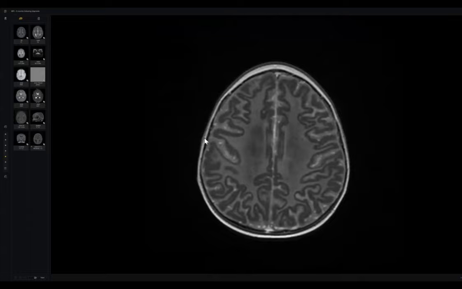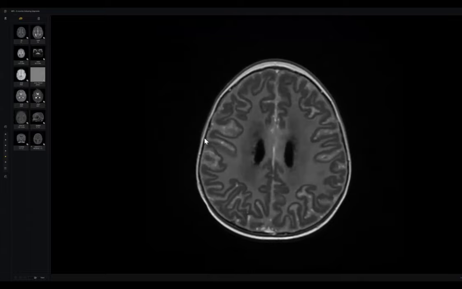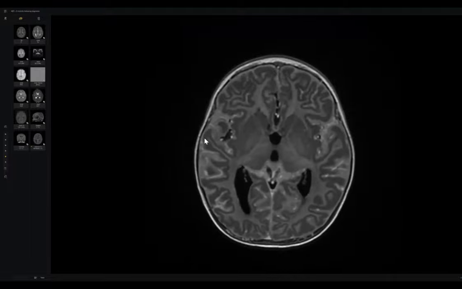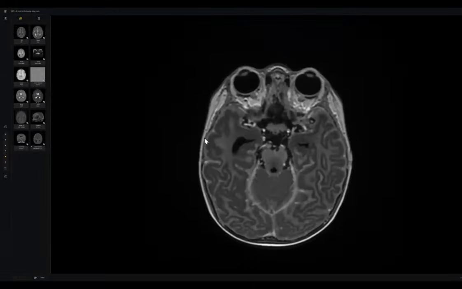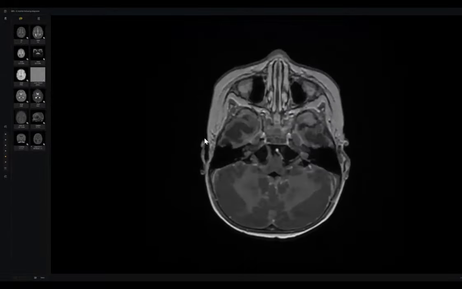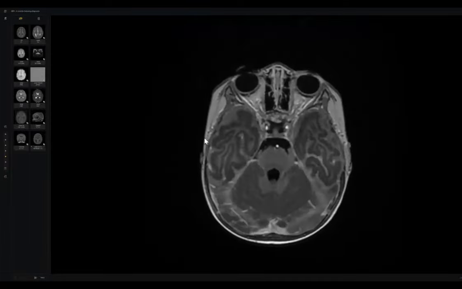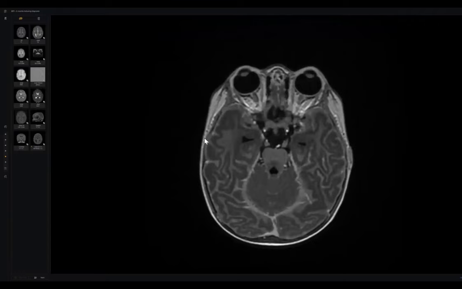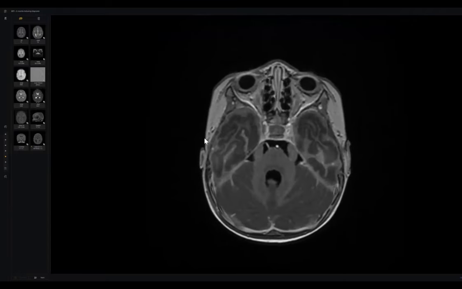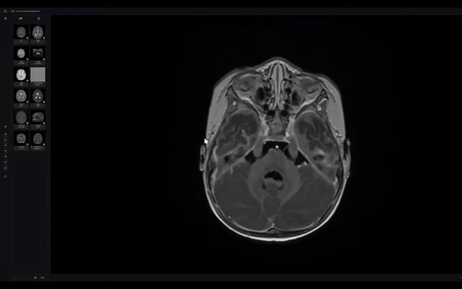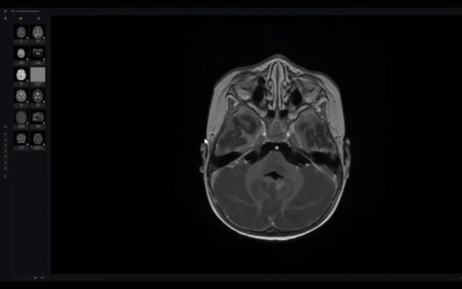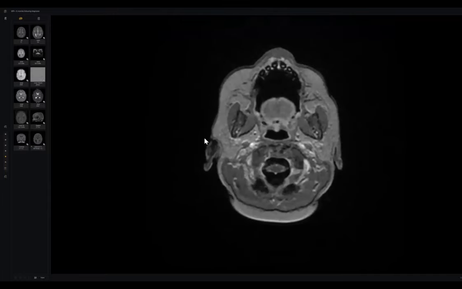Sir, I think this is a post contrast T1 weighted. Yes, these are post contrast T1 weighted images. What do you think? I think there is diffuse leptomeningeal enhancement noted. I'm checking for the cause of this diffuse leptomeningeal enhancement, checking for any intraventricular neoplasm which could have caused it.